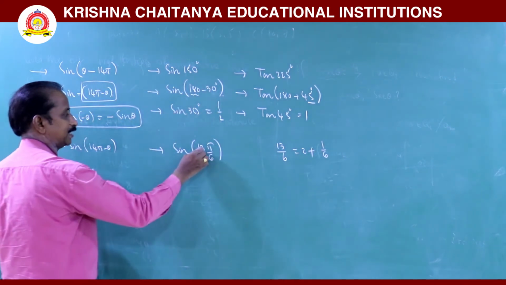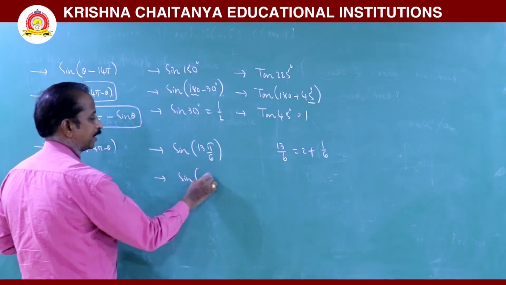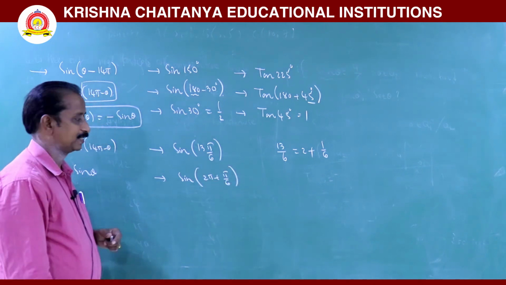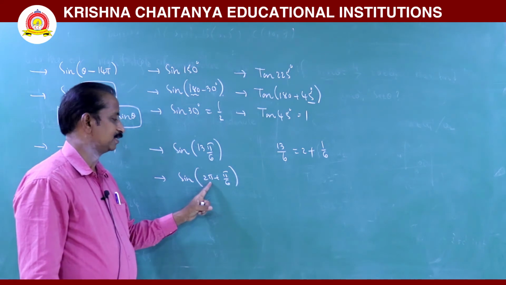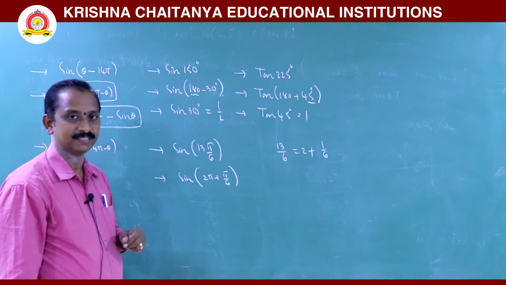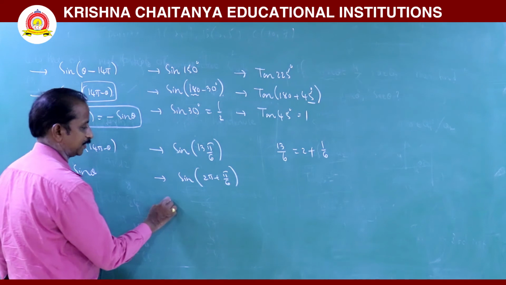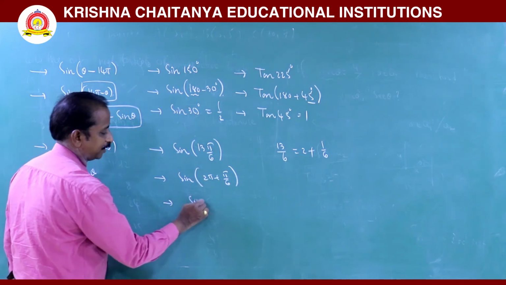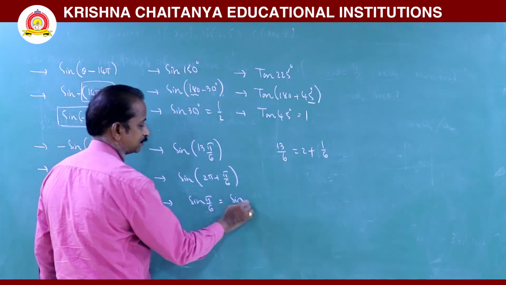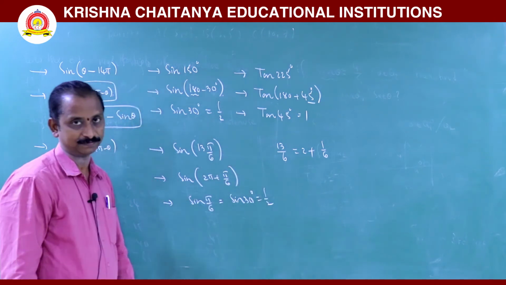So, 13 pi by 6 we can write as sine of 2 pi plus pi by 6. It is nothing but even number of pi plus theta, which is the first quadrant. Sine is positive, so therefore it does not change. Sine of pi by 6 is nothing but sine 30, and sine 30 is nothing but 1 by 2.